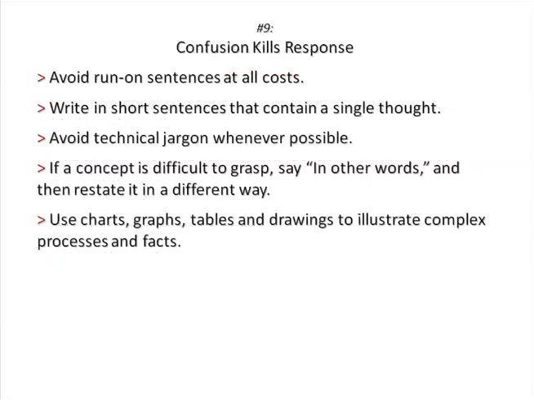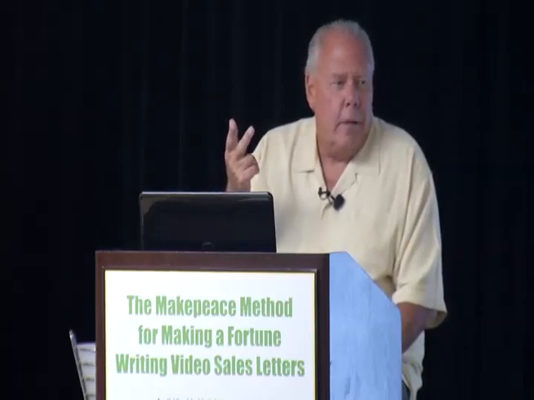Confusion kills response. One of the biggest crits that you can get is, this confuses me. The crits that Michael Masterson talks about that he uses all the time are confusing, unbelievable, and boring. Okay? When you're creating your own copy, think of those 3 things as you're going through. Is this confusing? No. Is it boring? No. Is it unbelievable? Okay? And if the answer is yes to any one of those questions, you've got work to do in that section.